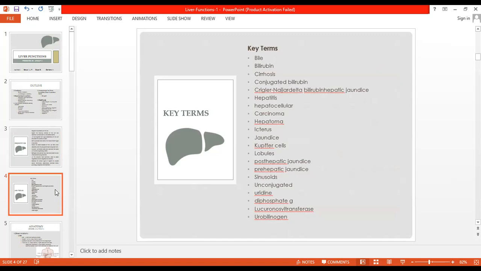And here are the key terms, and you must be attentive because later on, all of this will be discussed. So be attentive.